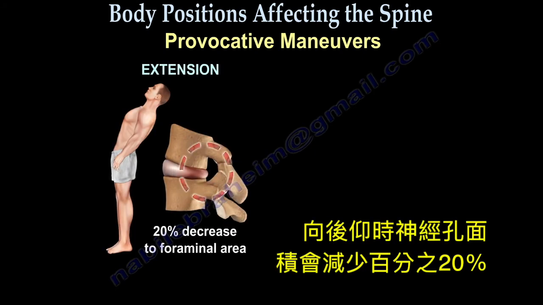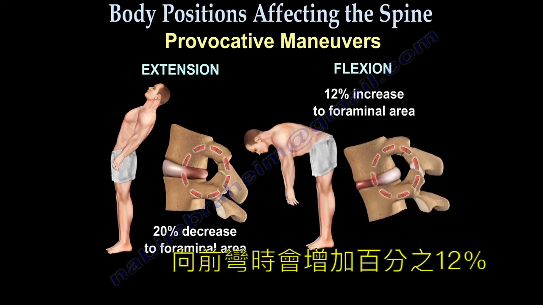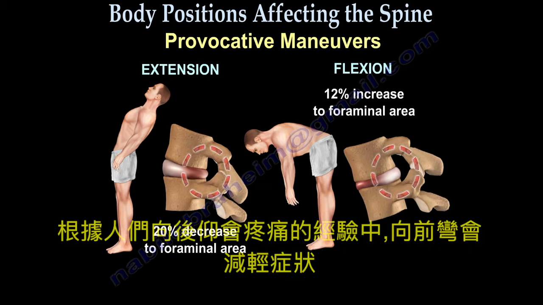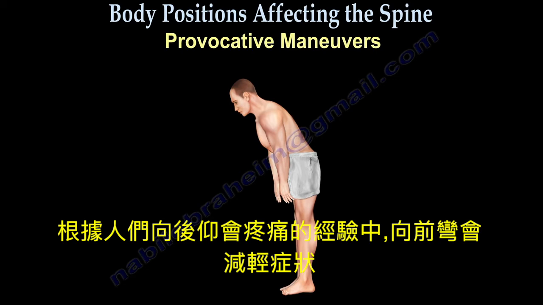The foraminal area of the spine decreases by 20% during extension. This area increases by 12% during flexion of the spine. Because of the pain experienced with extension of the spine, people suffering from spinal stenosis get relief from leaning forward.